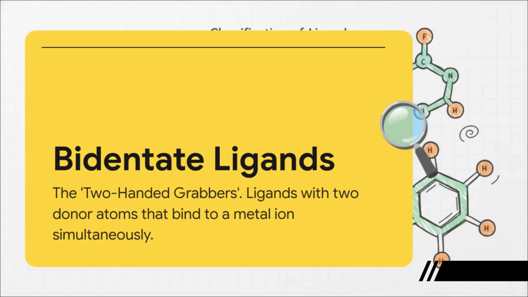Now we're leveling up to bidentate ligands, the two-handed grabbers. And here's that key word again, simultaneously. A ligand like ethylene diamine, which we just call en, uses both of its nitrogen hands to grab the metal at the exact same instant. And when it does that, it forms a ring. This ring is a total game changer for stability.